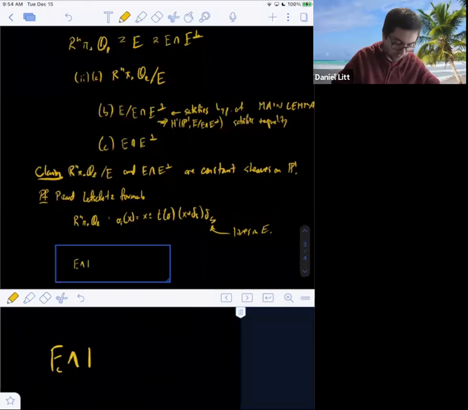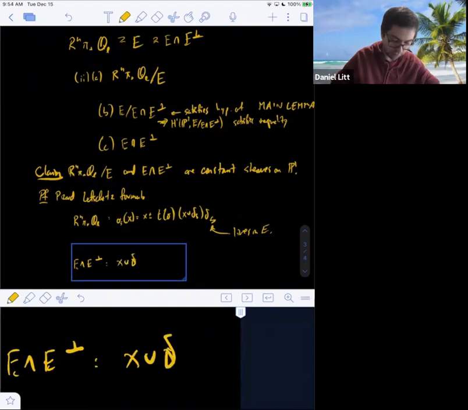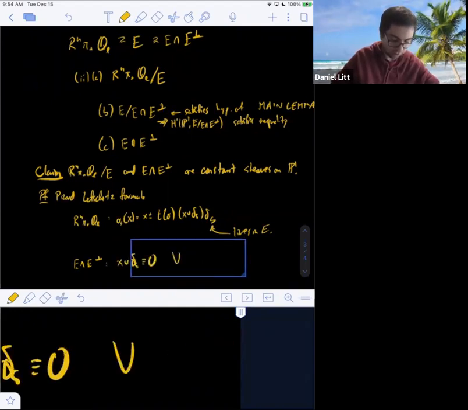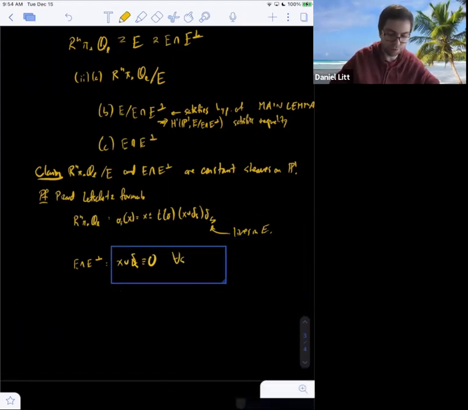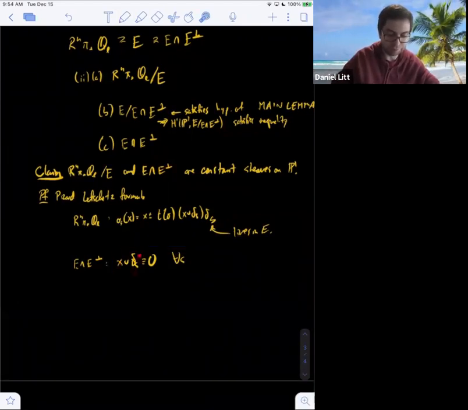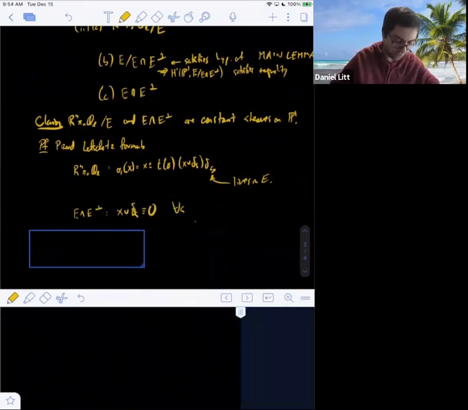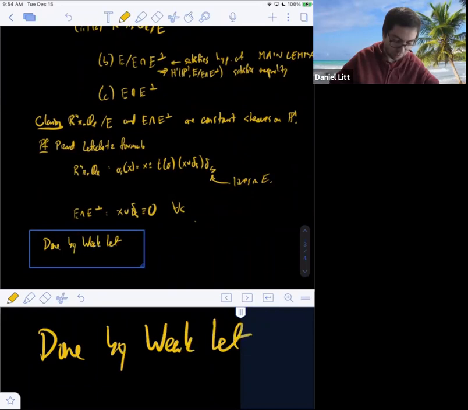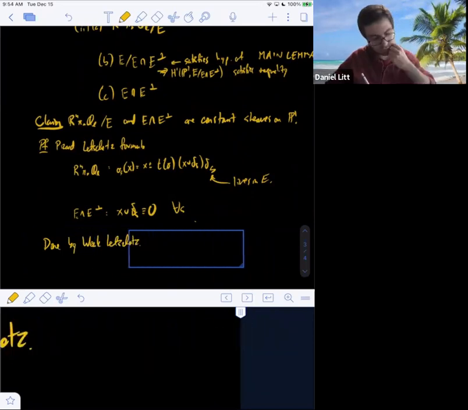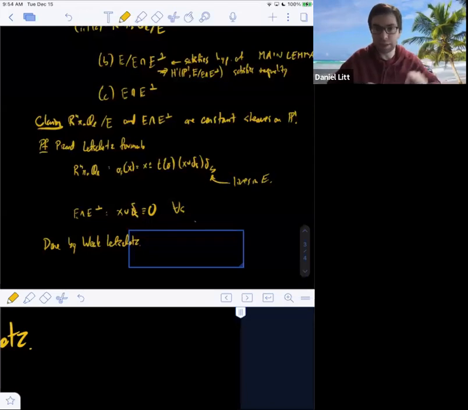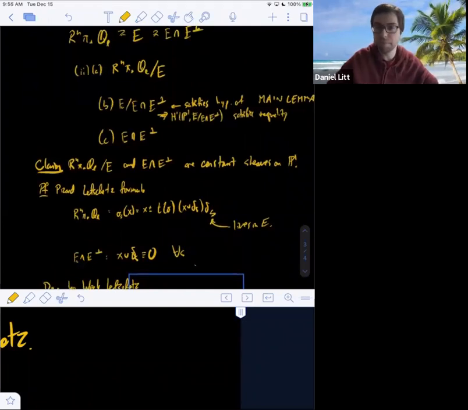So for E intersect E orthogonal complement, this cup product x cup delta s is just identically 0 for all s, because being in the orthogonal complement means this cup product is 0. Okay, and now given this fact, we're again done by Lefschetz. So there's a little bit to check, but it's not so hard. You just have to analyze these two pieces separately. All right, so that, I claim, finishes the proof of the Riemann hypothesis.